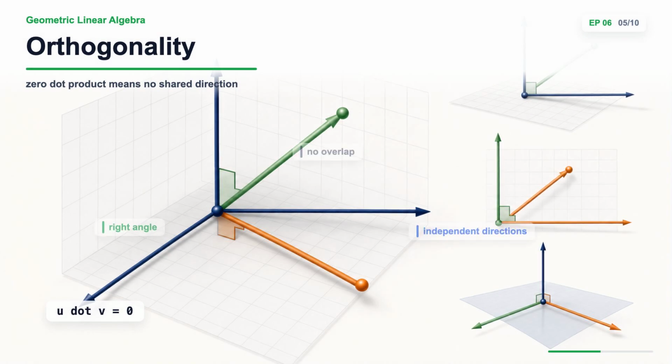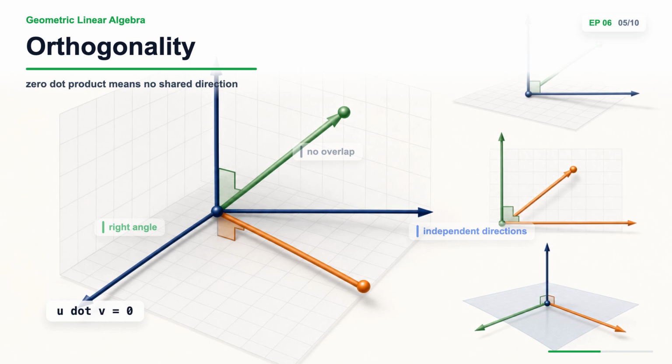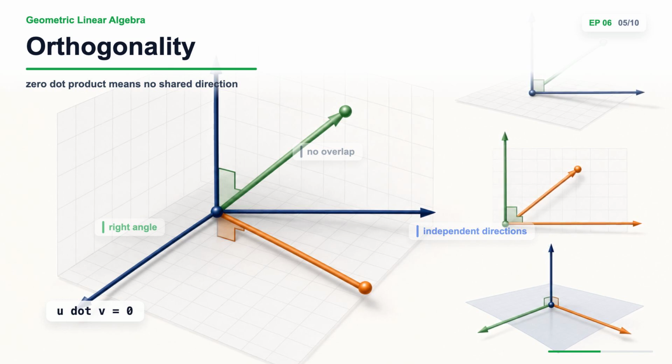Orthogonality means perpendicularity in the language of the dot product. If the dot product of two vectors is 0, neither vector has any component along the other. They share no direction. This is stronger than just saying the vectors are different. Orthogonal directions separate information cleanly. That is why perpendicular axes are so useful. Movement along one axis does not contaminate movement along the other.